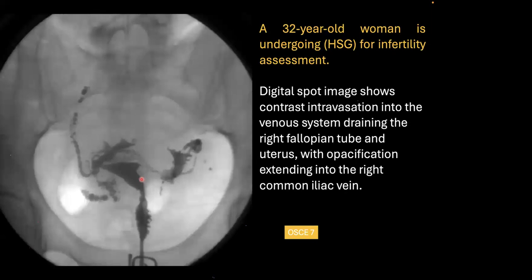Okay. Now the seventh one, infertility assessment, opacification extending to the right common iliac vein. Okay. The questions.